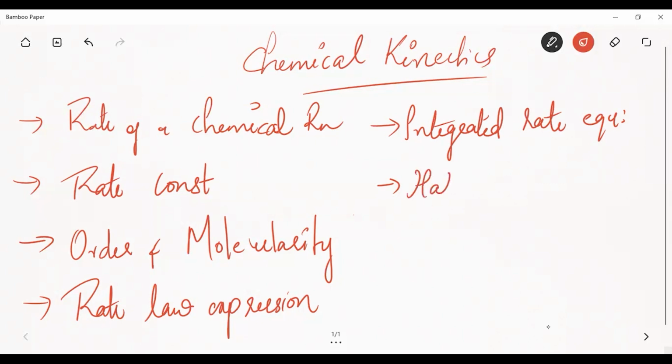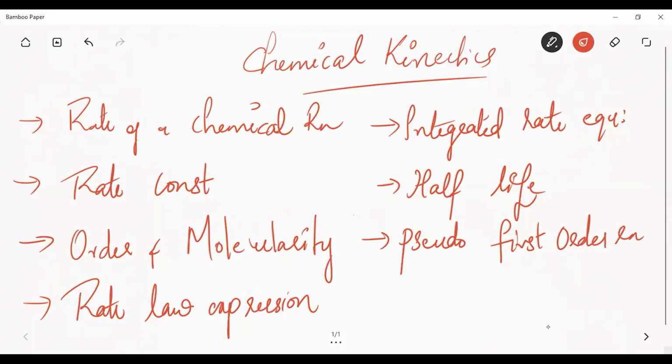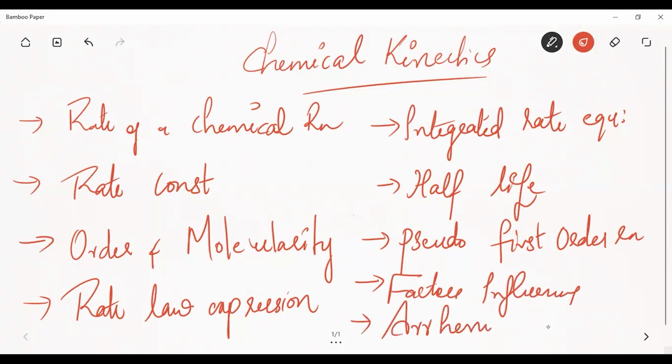Next, we have to deal with half-life. After that, we have to deal with the pseudo first order reaction. And at last, we have to deal with factors influencing the reaction. Last, and very important, the Arrhenius equation. So these are the topics and subtopics we are going to deal with in chemical kinetics.